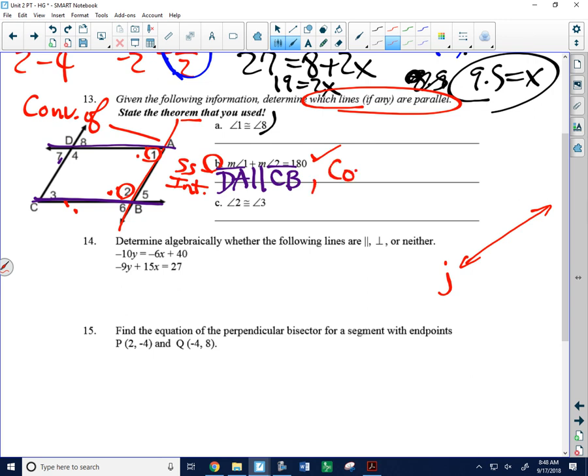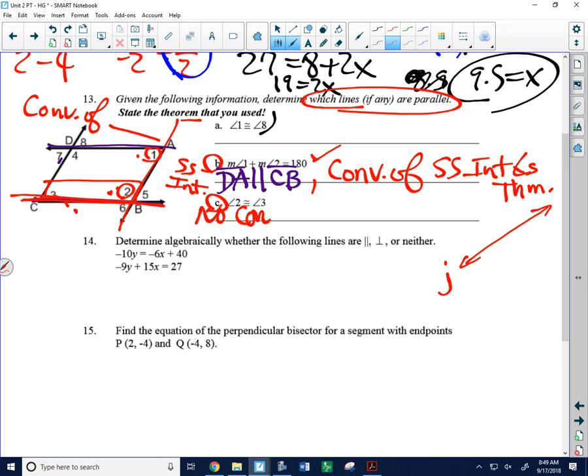Then you say the reason: converse of, since it says state the theorem, converse of that theorem, same side interior angles. Make sure you write the theorem. One more I was going to do here, 2 and 3, right here. Those are same side interior, but we don't want them to be congruent. So no conclusion. They've got to match up. Same side interior need to be supplementary, while corresponding, alternate interior, and alternate exterior need to be congruent.